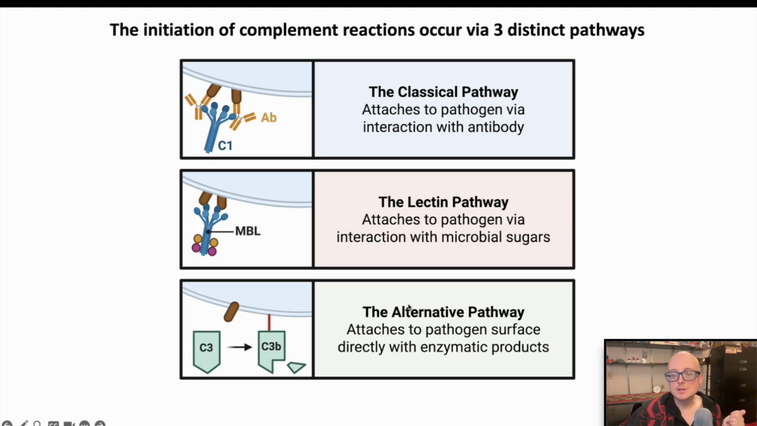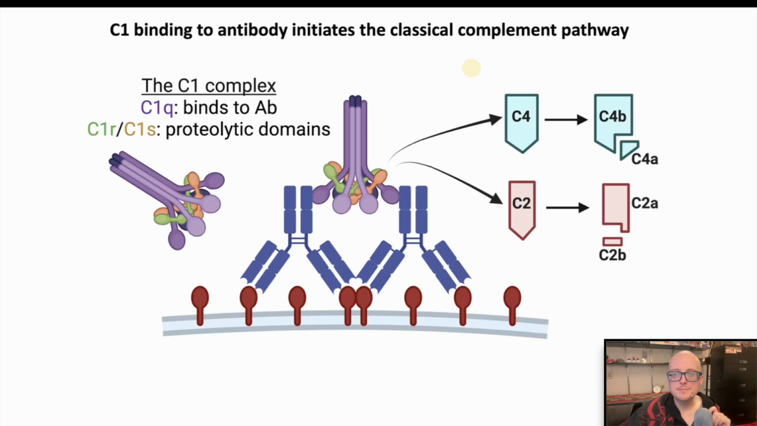The lectin and the alternative pathways are actually much more ancient, but the classical pathway is so named because it was the first to be discovered and described, and that's a very common feature of the nomenclature in biology. But because it was the first to be discovered and described, it's also the most straightforward to learn about, just to understand how complement reactions proceed. So let's jump into the classical complement pathway.